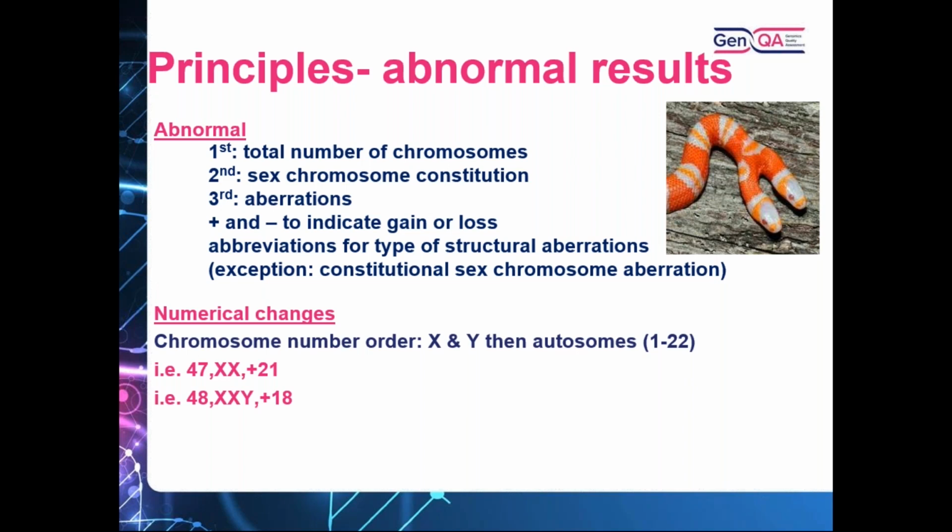So for abnormal results, you first of all give the total number of chromosomes, then you give the sex chromosome constitution, and then thirdly, you give the aberrations. You use plus and minus to indicate gain or loss, and you use abbreviations for the type of structural aberrations. The only exception to this is constitutional sex chromosome aberrations, which we'll explain later.